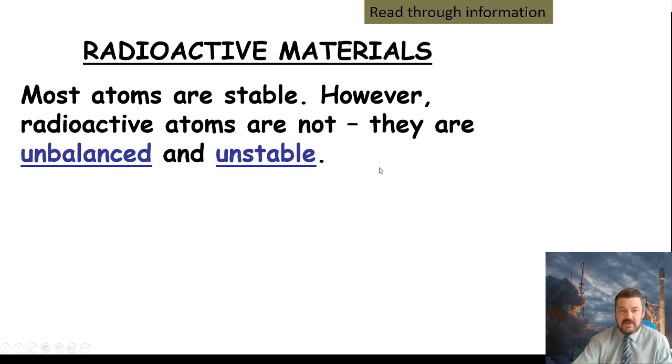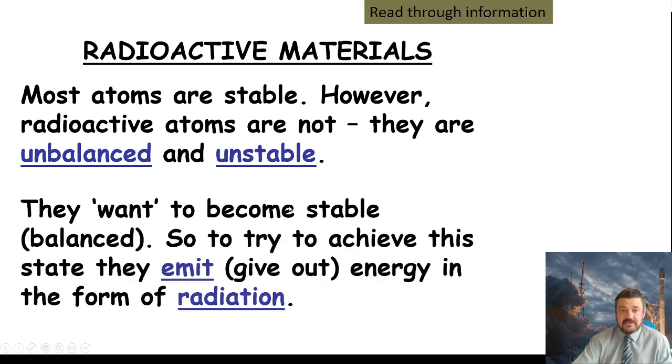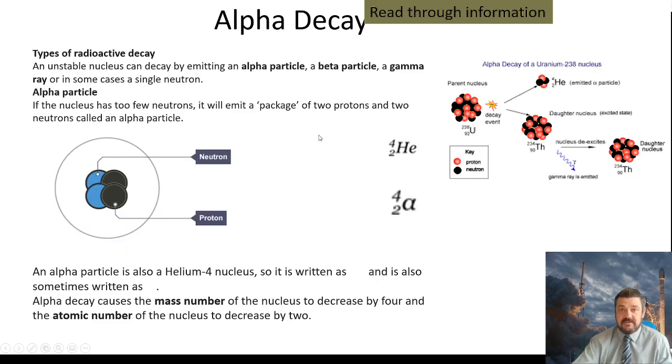There would be no radioactive decay. They want to become stable. So to try and achieve this state, they emit energy in the form of radiation. Now we've got 3 types of energy that gets emitted, 3 types of what we call decay. So I'm going to go through all 3.